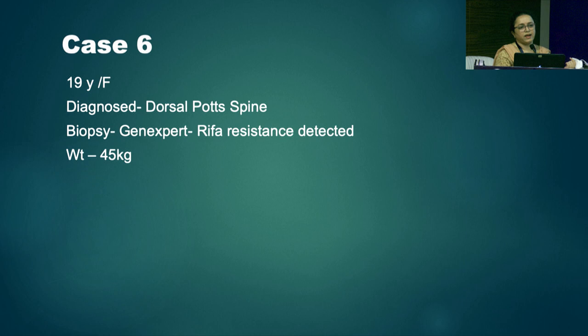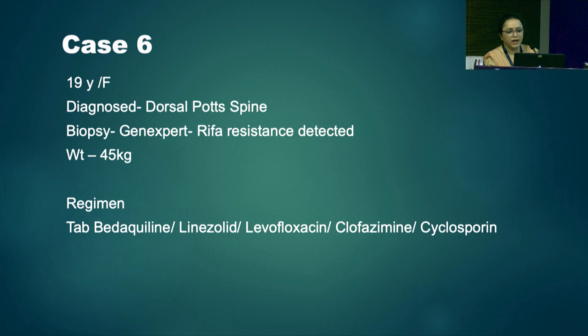The sixth case is again of a 19-year-old female with rifampicin-resistant pod spine. She weighs 45 kilograms, and she was started on a regimen, which is according to the NTEP guidelines containing bedaquiline, linezolid, levofloxacin, clofazimine, and cyclosporine. What is wrong? Seems okay?